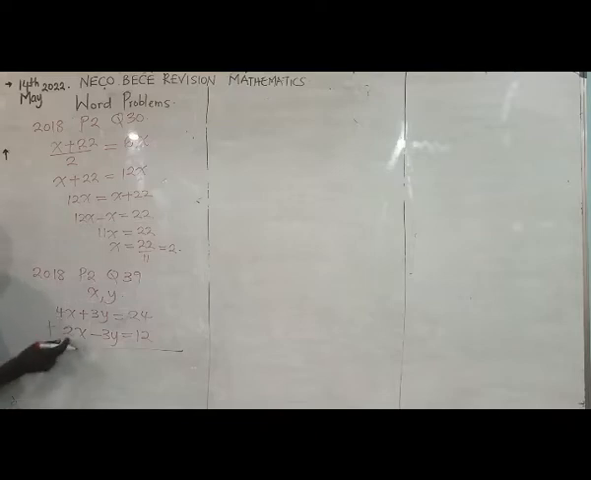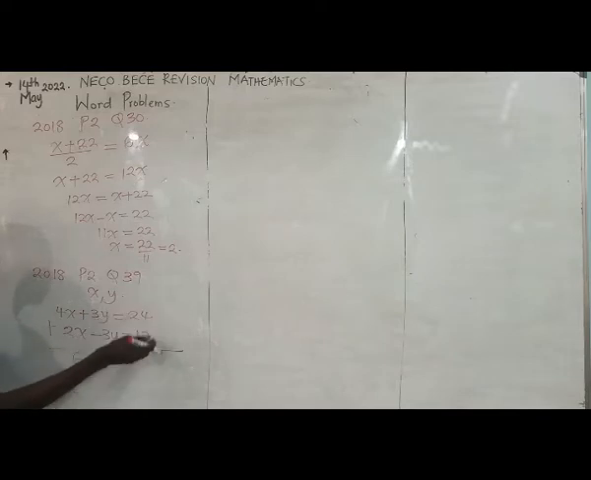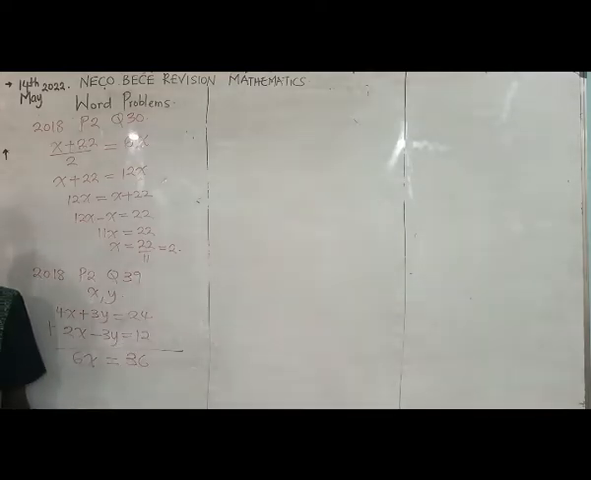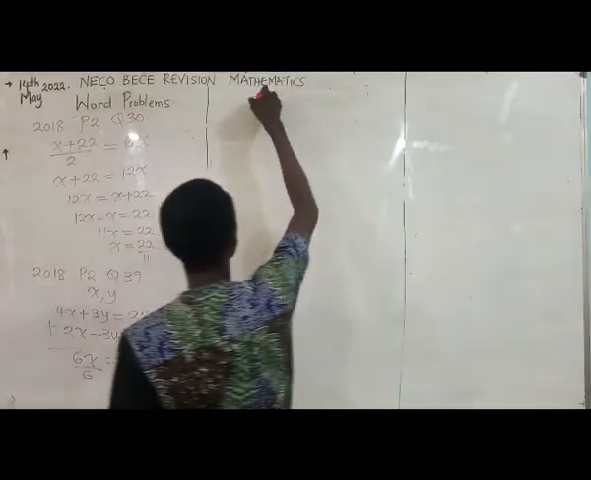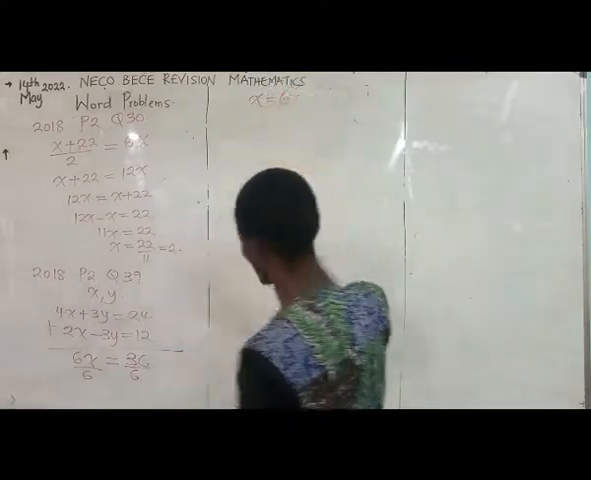4x plus 2x will give me what? 6x. I don't need to bother about this because I have eliminated them. And this will give me what? 24 plus 12 will be what? 36. Now this is done with the assumption that you're not struggling with your basic arithmetic. So from here, I'll divide both sides by 6. And I have that x will be equal to 6. Alright.